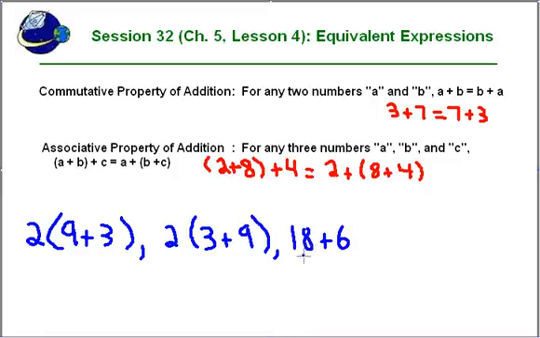Can you see how we get that? We're going to use a different property that we're going to get to later. If we multiplied this out, 2 times 9 would be 18 and 2 times 3 would be 6. We then take the 18 and 6 and add them together. We get the same answer as with these other two expressions. So this last one covers a property that we'll take a look at on our next screen called the distributive property.